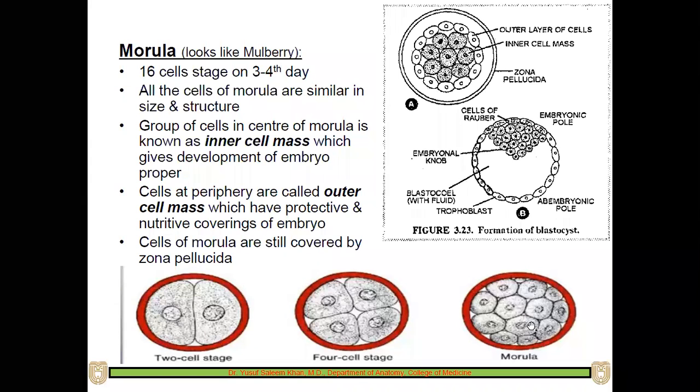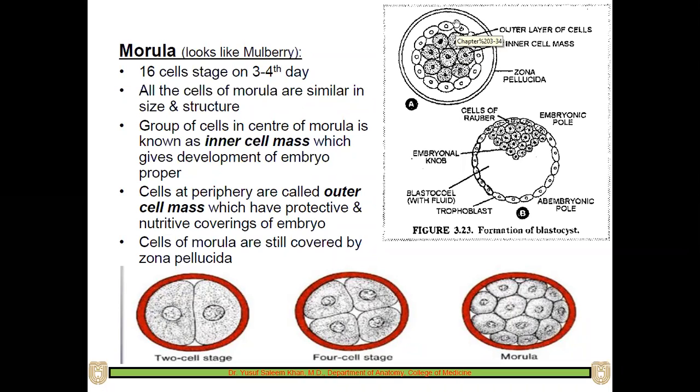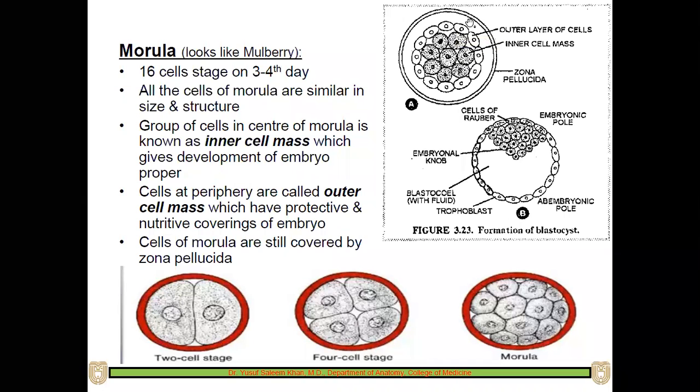Now the cells of the morula are divided into two types: inner and outer cell mass. Inner cell mass will form the embryo, and outer cell mass will form the placenta. Okay, still it is covered by the zona pellucida. This is the zona pellucida.